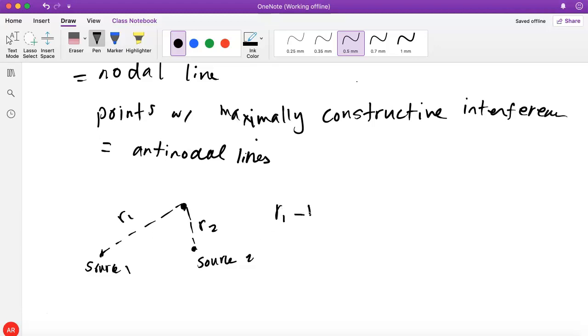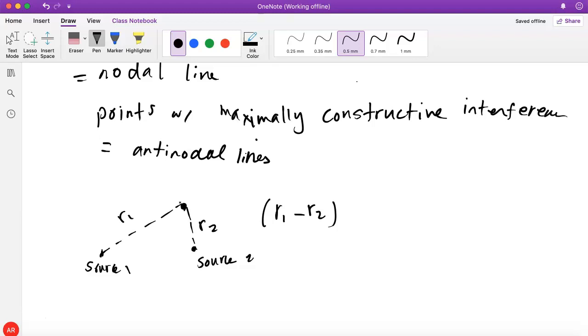well, r1 minus r2 determines the phase difference between the waves arriving at that point. So if this point is on a nodal line, with destructive interference, which means the phase difference is pi, up to some factor of 2 pi, then all the other points in space that have the same r1 minus r2 belong to the nodal lines.